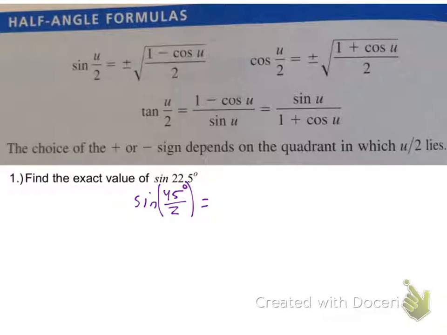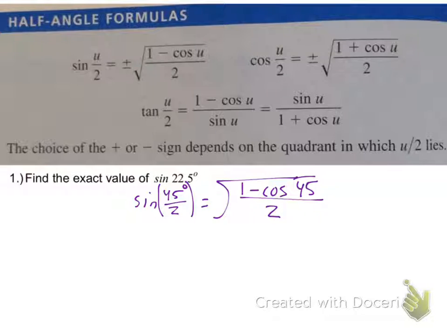So we know it's going to be the square root, and we're going to choose this one, which is 1 minus the cosine of u. What's u? It's not 22.5. u is 45. It's the angle that is being cut. 45 all over 2. Can you evaluate 1 minus cosine of 45, all over 2, and square root it? Yes. Yes, you can. You can find the exact value.